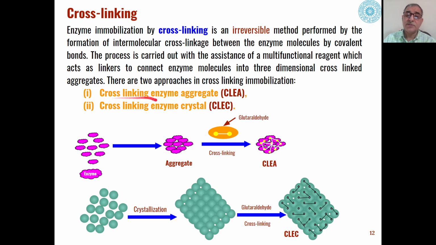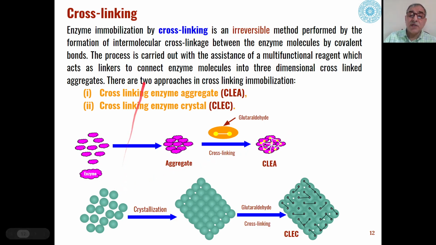In the first process, cross-linking enzyme aggregates, in the first step the enzymes undergo aggregation to give us enzyme aggregates, and then these enzyme aggregates, through some linkers like glutaraldehyde, undergo cross-linking, which is three-dimensional in nature, and such type of enzyme immobilization is called cross-linking enzyme aggregate.